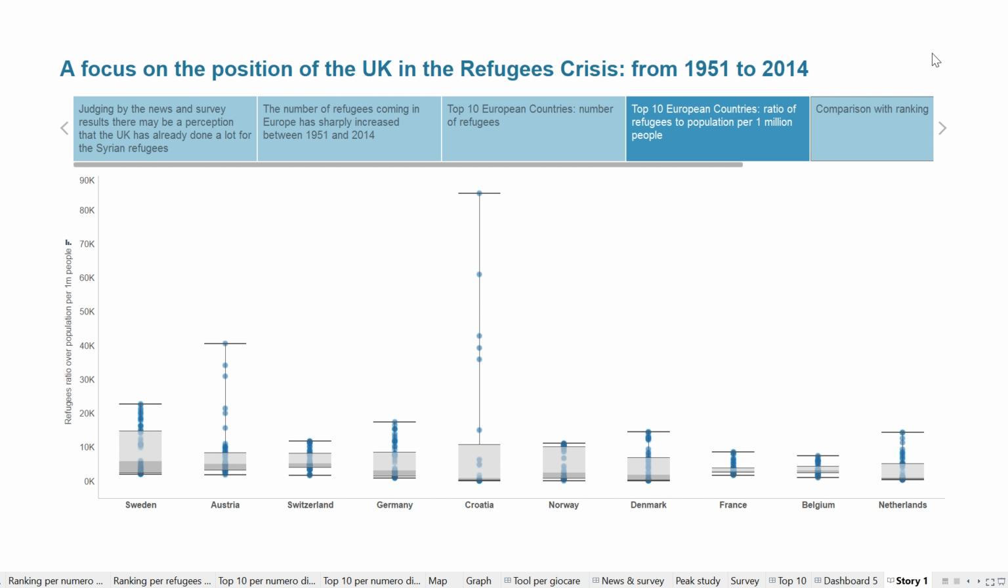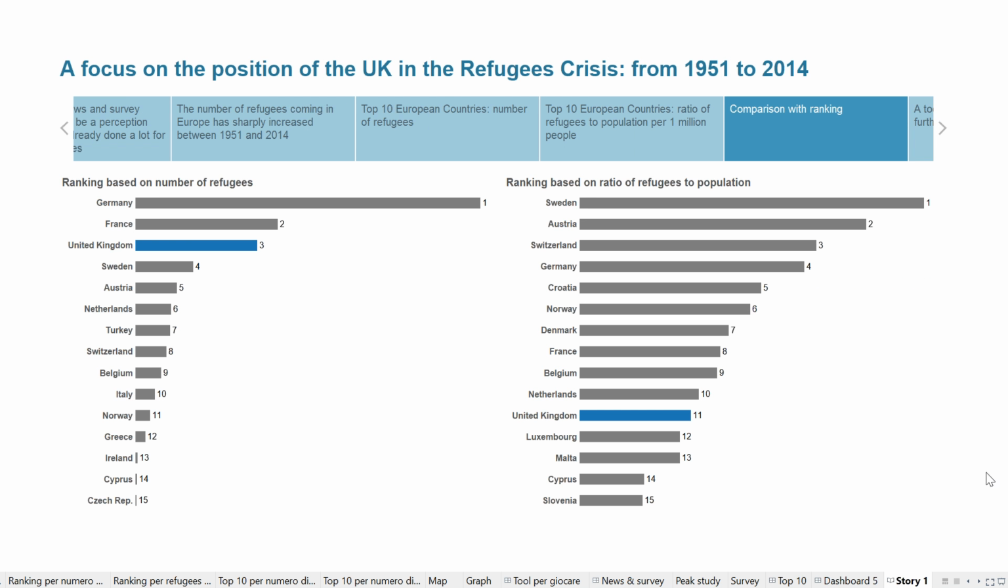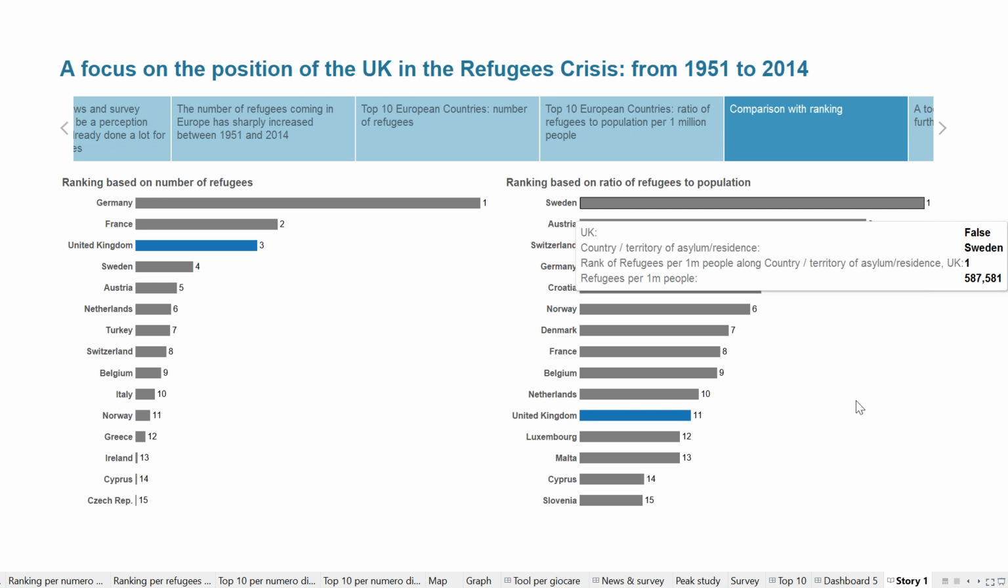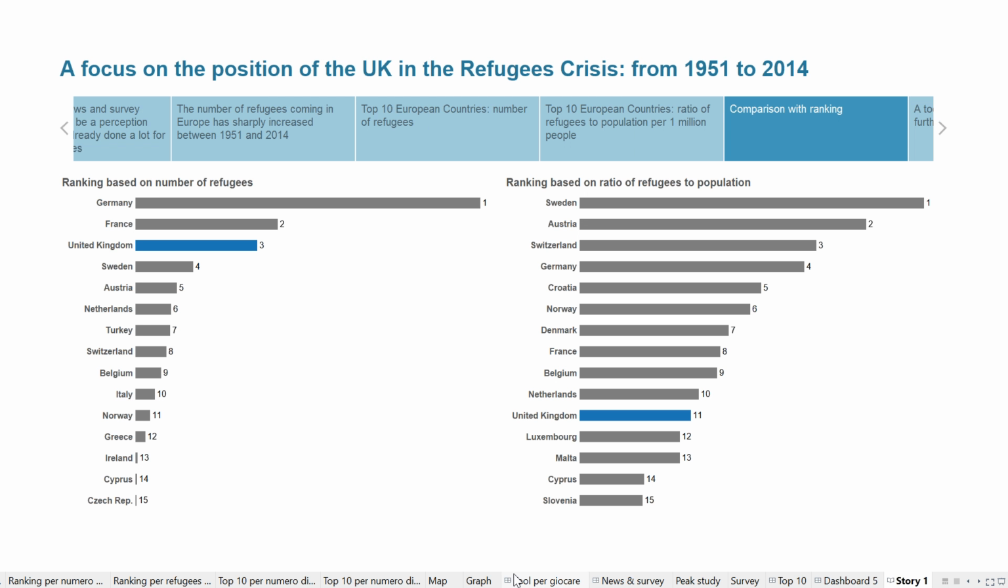And it's possible to see that the United Kingdom disappears basically. So doing in particular a comparison with the ranking and considering 15 countries in Europe, we can see that considering the ranking based on number of refugees and the one based on the ratio, the position of the United Kingdom changed drastically.